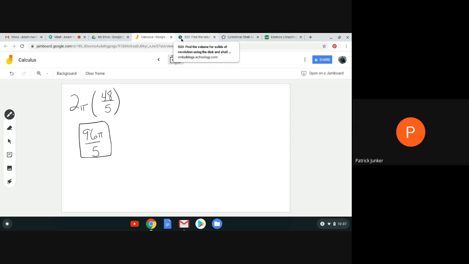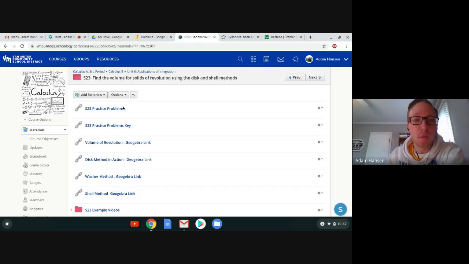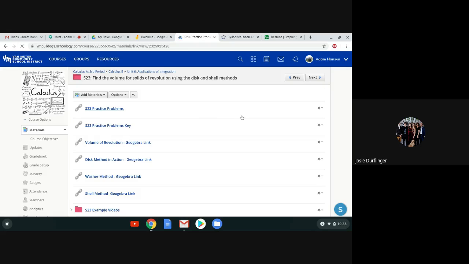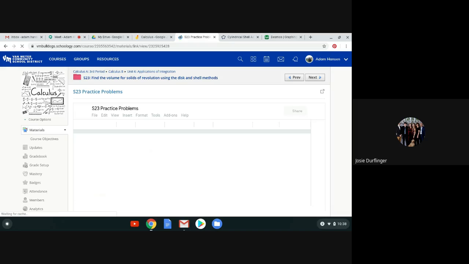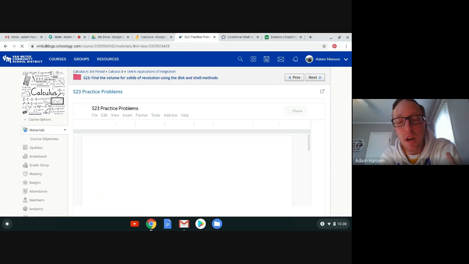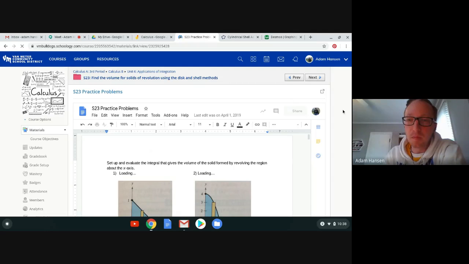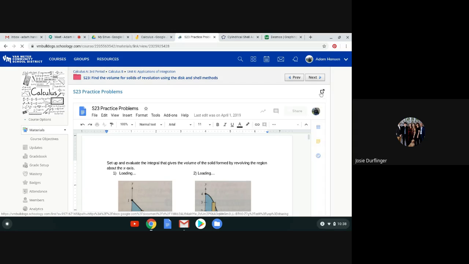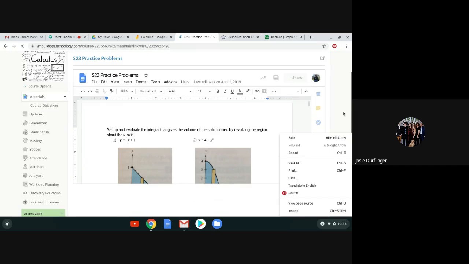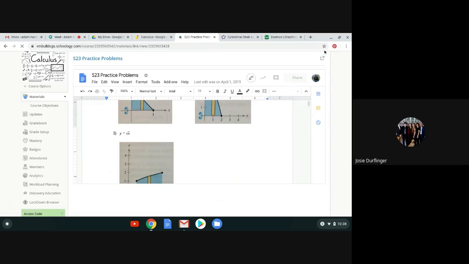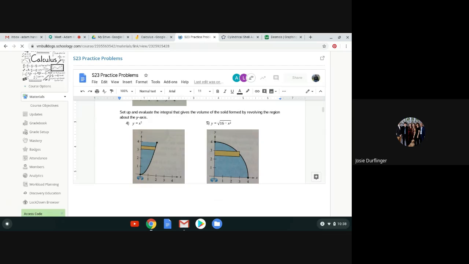Could we practice the washer method? Yeah. Can I pull up some practice problems? What's the best way to know when you should use the shell versus when you should use the washer method? The shell versus disk, which one's best? I would say it depends on what your axis of revolution is. For a vertical axis of revolution, use shell. For a horizontal axis of revolution, use disk. Okay, perfect. Let me see if I can find a good one here.